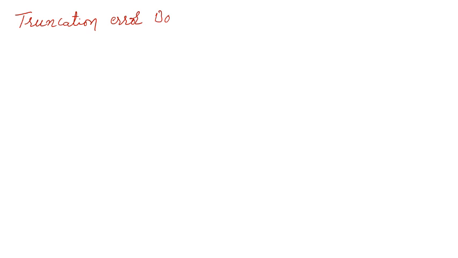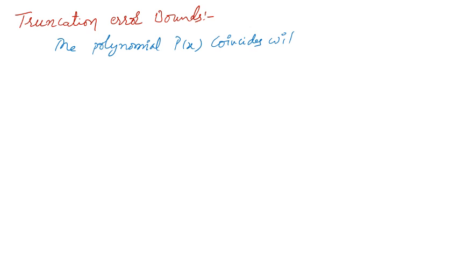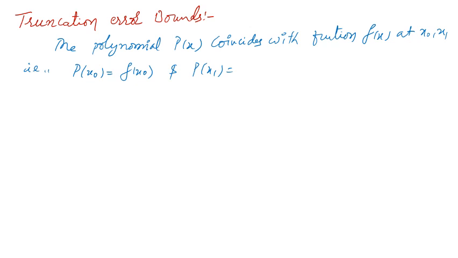Error bounds in the divided difference formula or Lagrange's formula. Let us see. What is this? The polynomial. What is the interpolating polynomial? P of x coincides with the function f of x at what points? Clearly, at x0 and x1. That is, the interpolating conditions are P of x0 equal to f of x0 and P of x1 equal to f of x1.